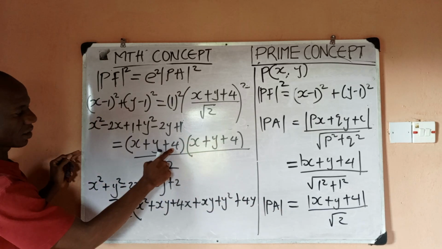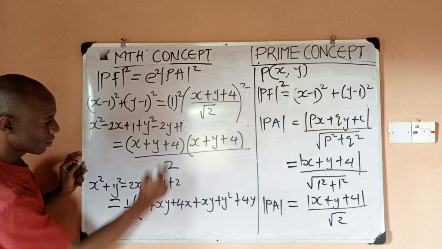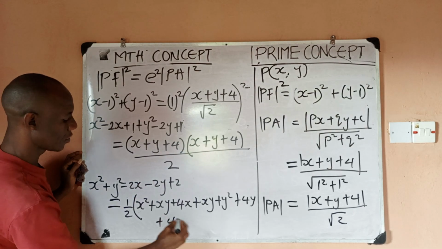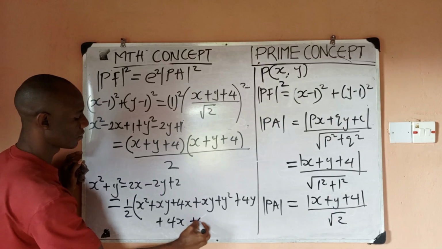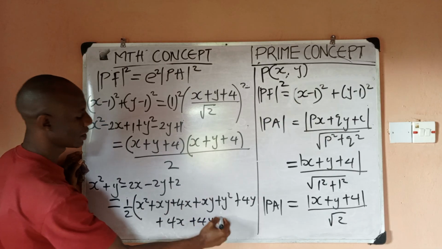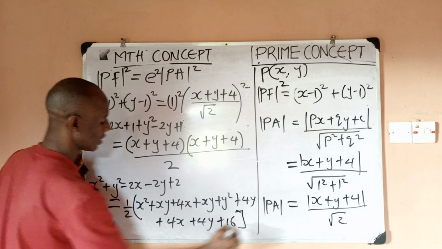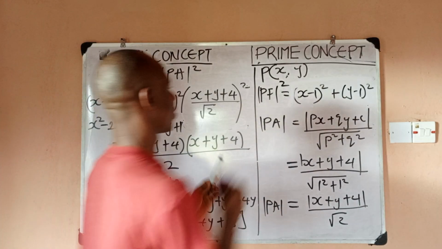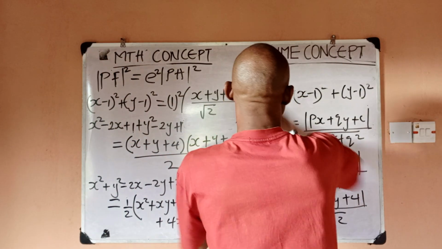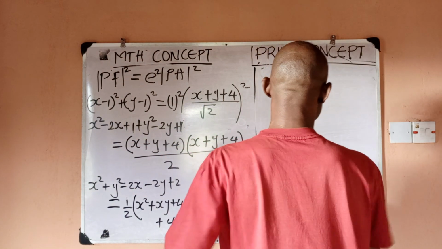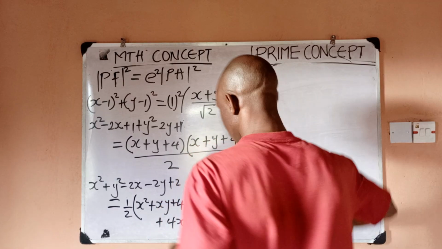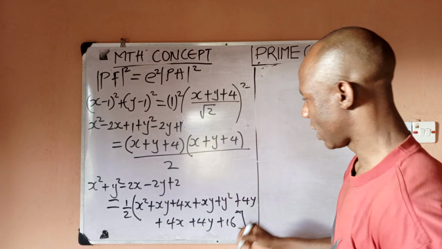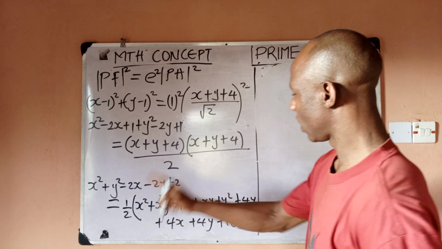Then I'll go with 4, right? So 4 times x is 4x. 4 times y is 4y. 4 times 4 is 16. So this is what I have. Still trying to manage my space. Now, we're going to collect like terms. So quickly, let me simplify this.